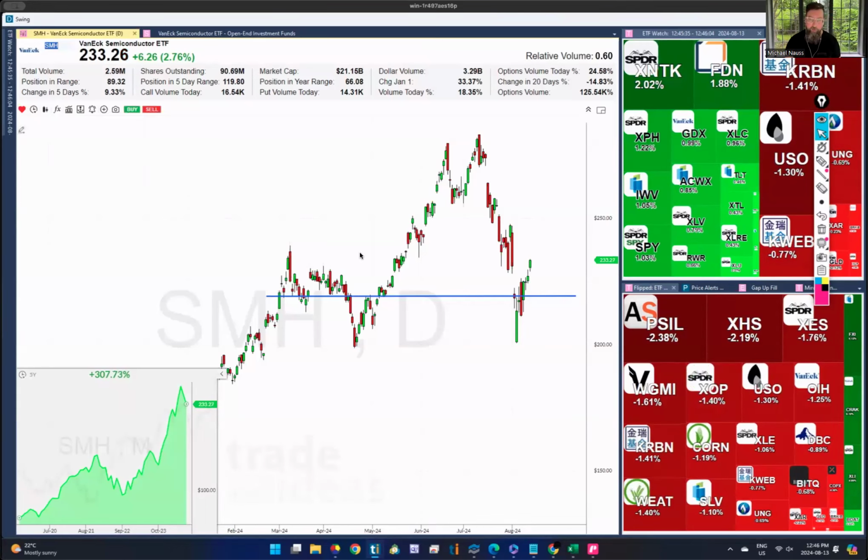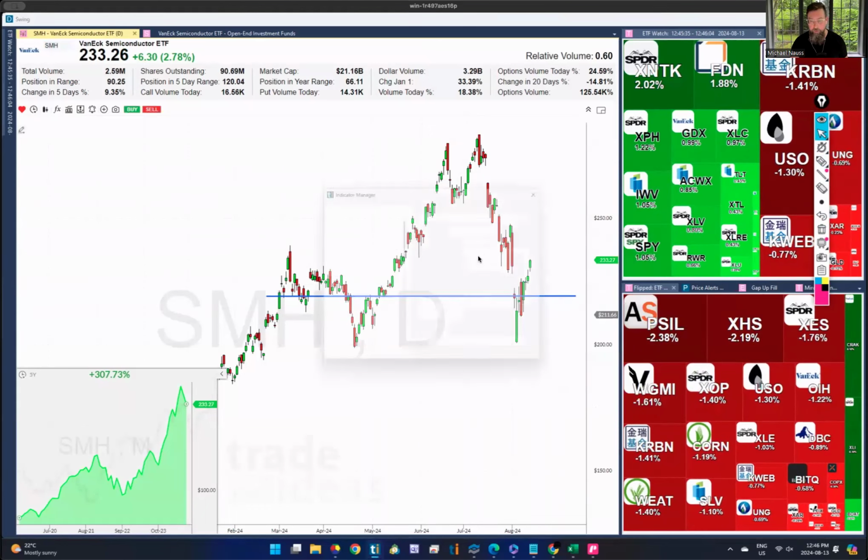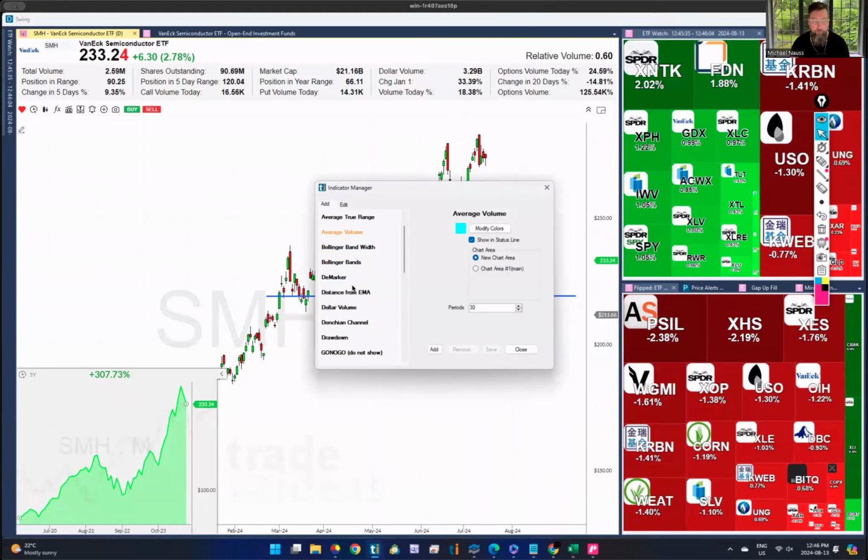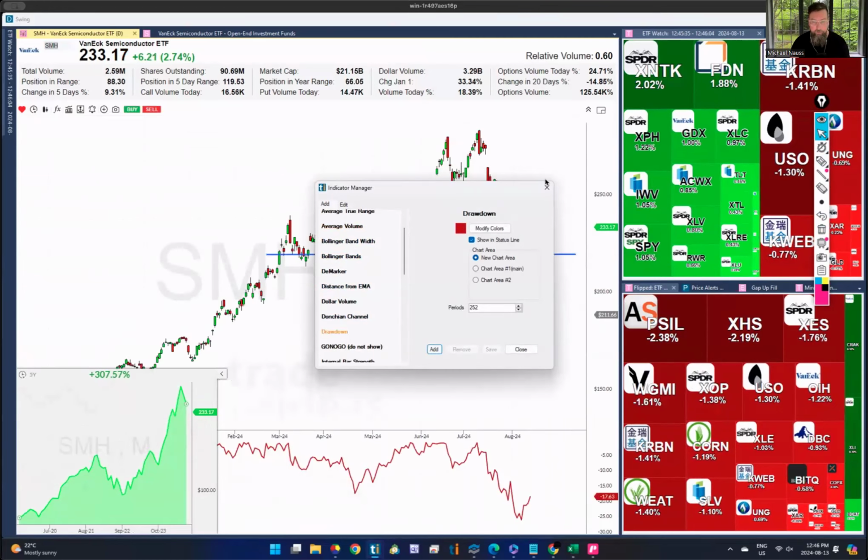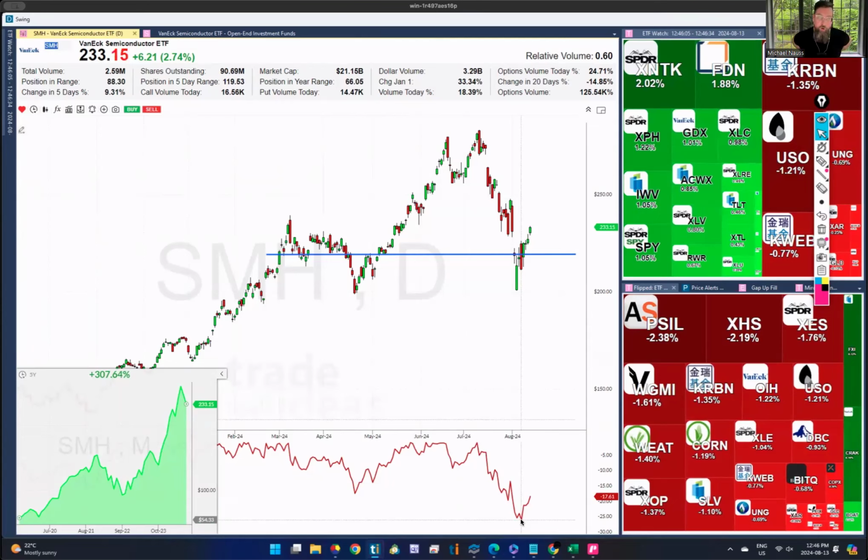Often when you have incredibly ugly pullbacks like this, we can actually quantify this if we take a look at our drawdown indicator. Drawdown like that. So yeah, we were down on SMH, which is a semiconductor ETF, over 25% off all-time highs. So that is a bit of a hit to a lot of people. And again, the bigger that drop, the longer I think the need for repair, right?